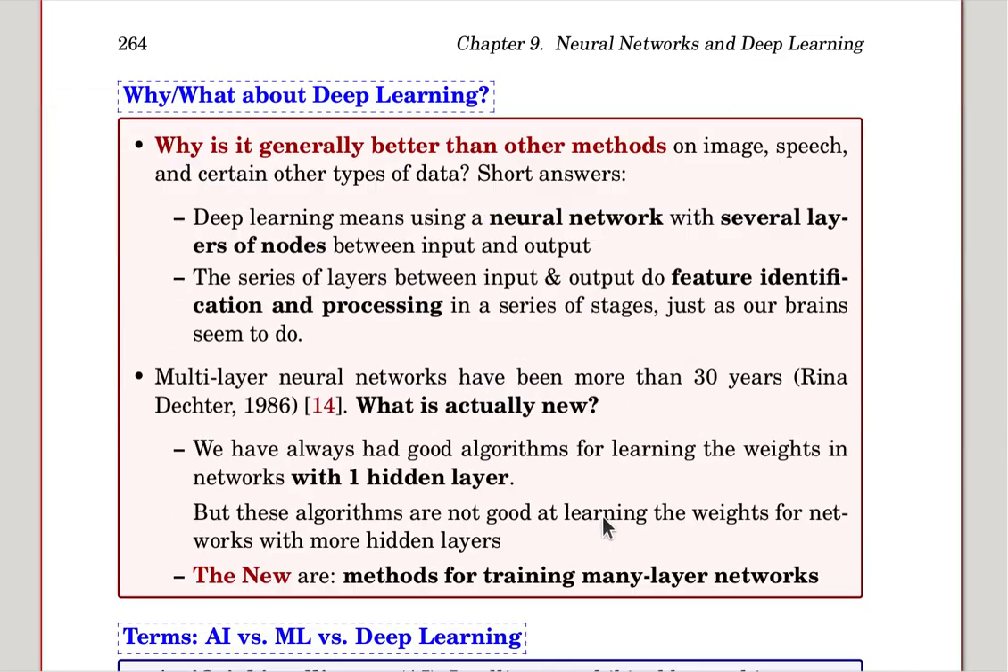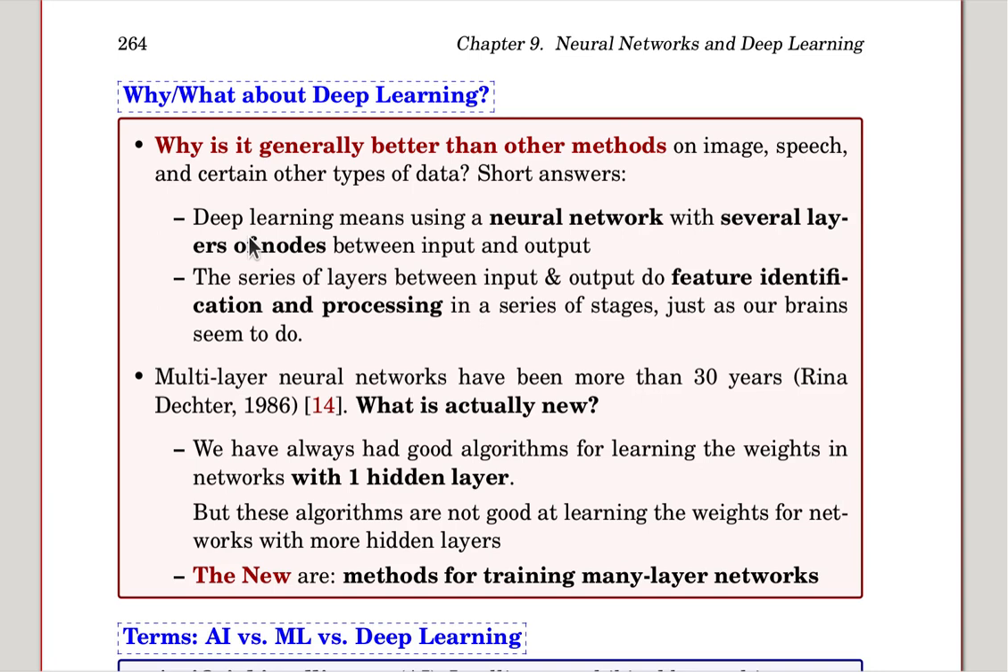What about deep learning? Why is it generally better than other methods on image, speech, and some other types of data? The short answer is that deep learning means using a neural network with several layers of nodes between input and output. So it is a multi-layer setting.